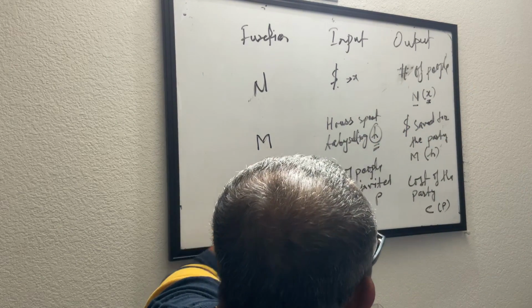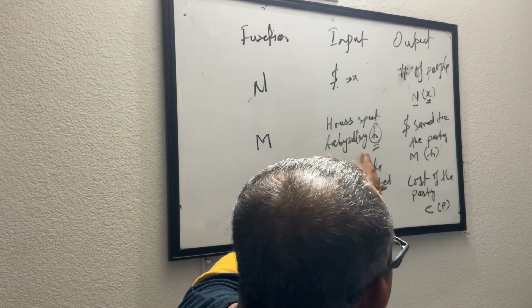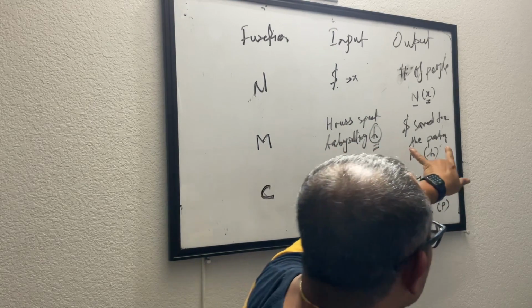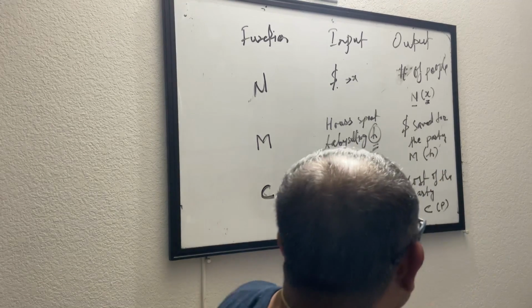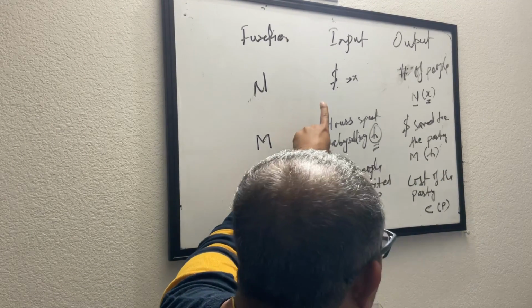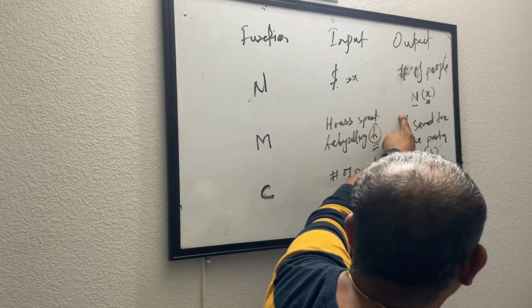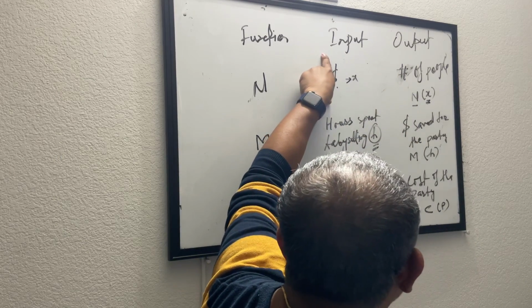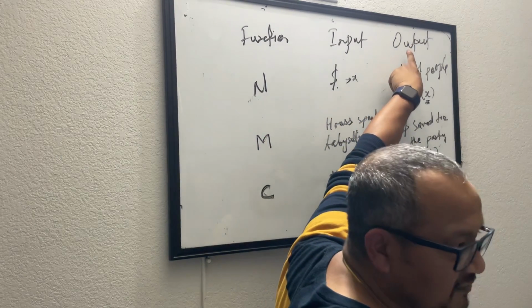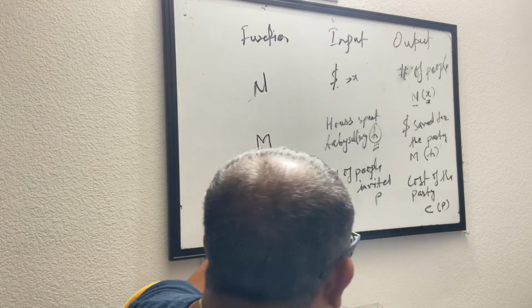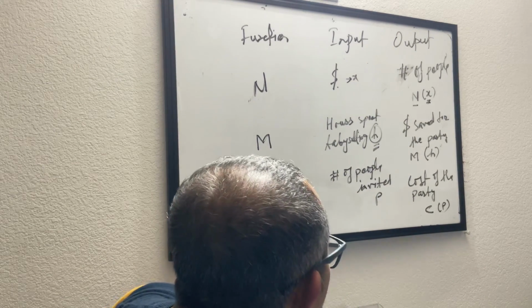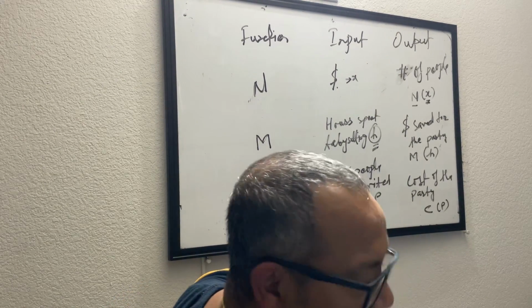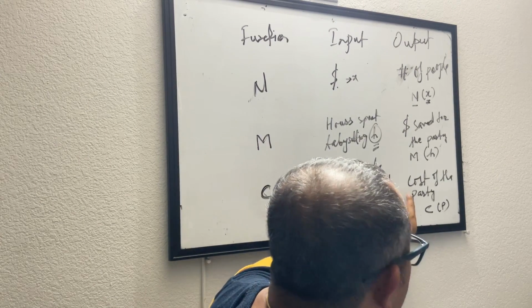The second function takes hours spent babysitting as an input, and the output is dollars saved for the party. So basically he does babysitting, saving money for the party, and whatever money he saves helps him decide how many people he can invite. Now the third function is C, which takes the number of people invited as an input, and the output is the cost of the party.